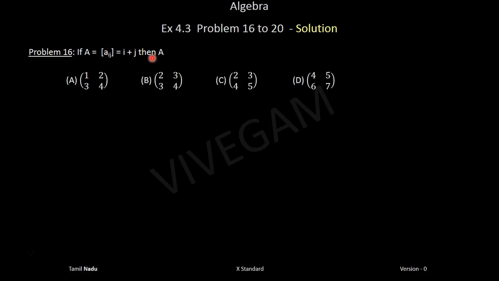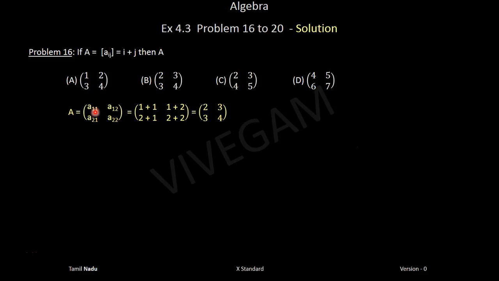And they are asking us to find the value of A, and they have not given us what type of matrix, what is the order of the matrix. But if you look at the answer, its answer is all 2 by 2 matrix. So let's write the matrix first. So the matrix A is A11, A12, A21 and A22. So basically we got it here. Now let's list out all the elements.